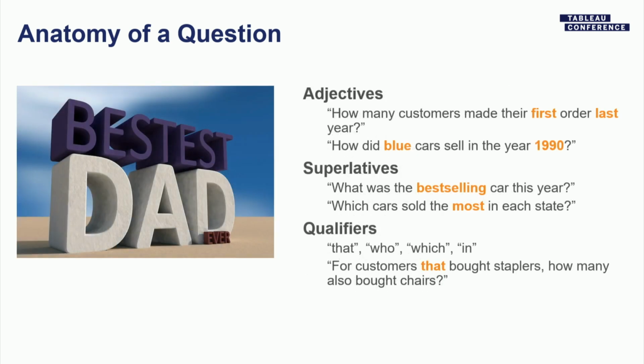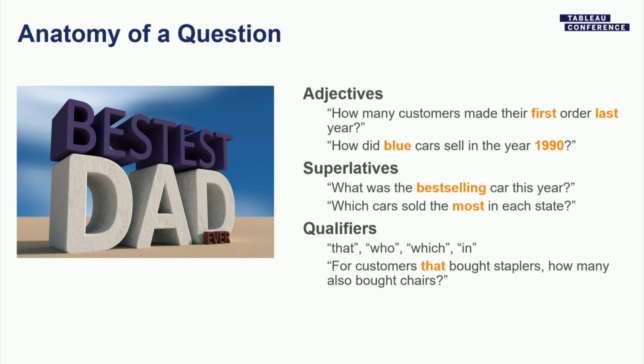So there's a few other classes of words that I want to talk about. Adjectives show up typically modifying your nouns, since that's what they're for. And those are going to key us into other ways of using Tableau. First order, last year, blue cars, years. Another kind of word is a superlative. So these show up often, best, worst, best-selling, most, least. These kinds of things clue you into other particular features of Tableau.